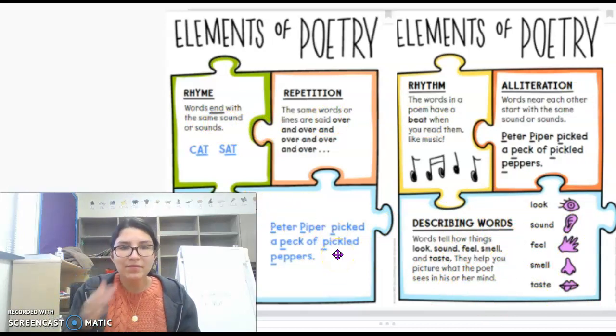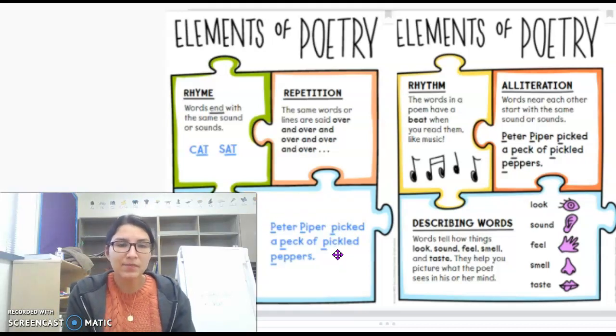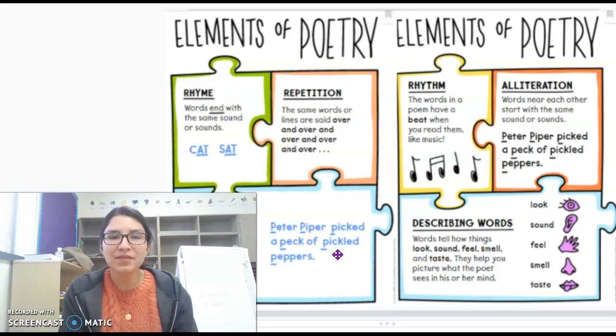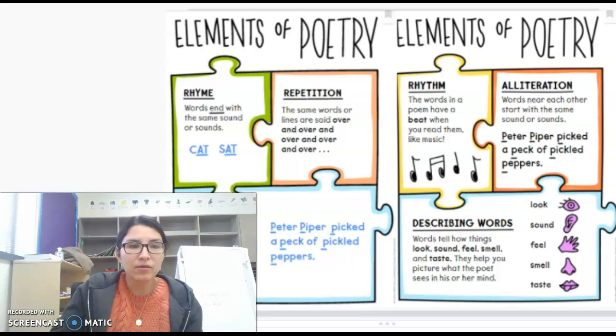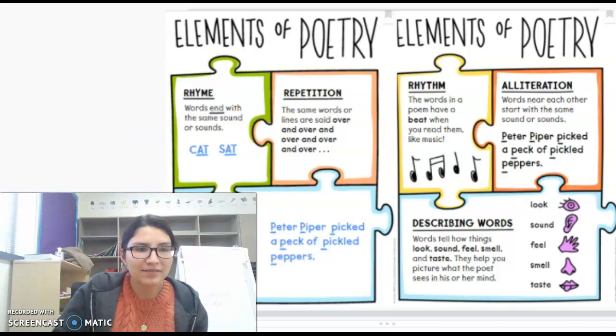So rhyme. Words end with the same sound or sounds. Our example is cat and sat. They both end in the at. They both end with the at sound. And they're both in the same word family, right? We went over that a little bit too. Our next thing, let's go ahead and look at a poem that has rhyming in it.